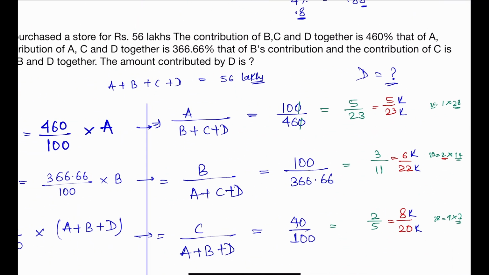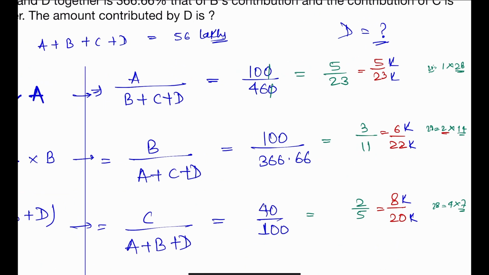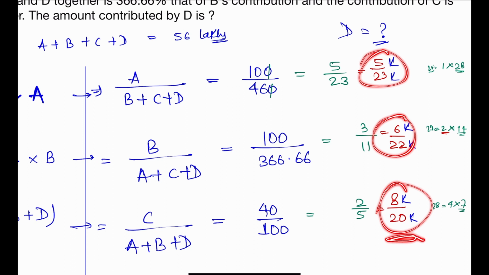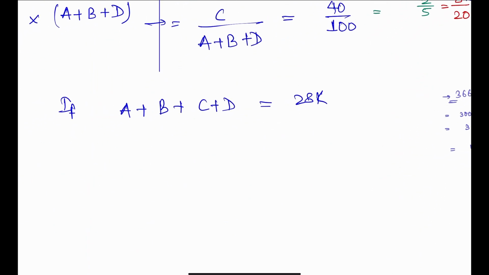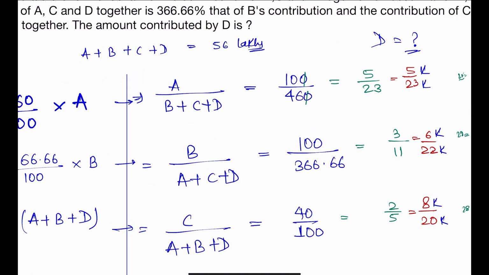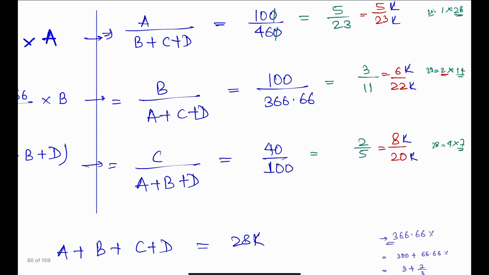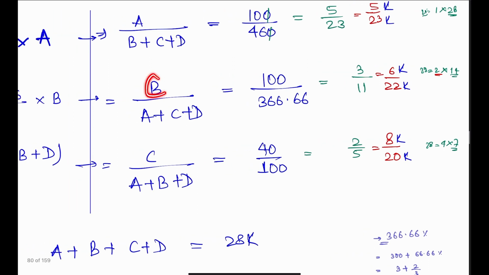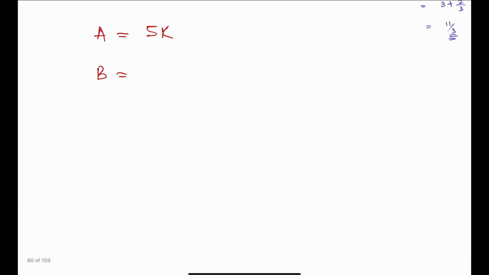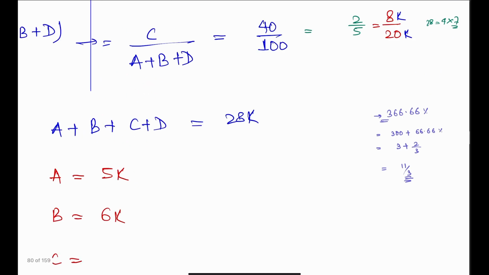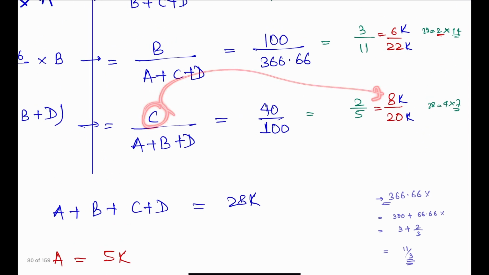So I can say over here A plus B plus C plus D. If I suppose that A plus B plus C plus D is 28K, so A will be how much? A will be again 5K. B will be equal to again 6K. C will be equal to, and D will be equal to, only these fours are left. So C will be equal to again 8K.